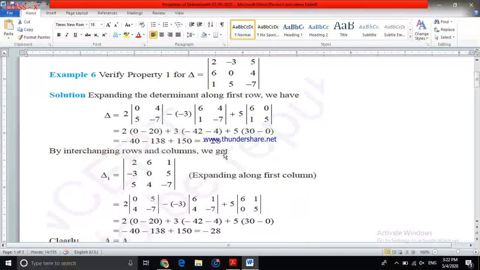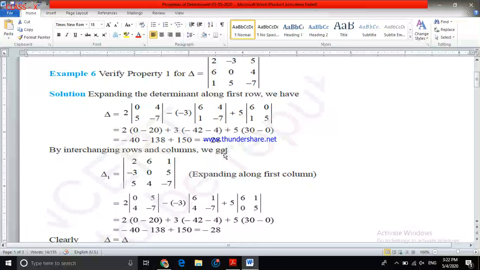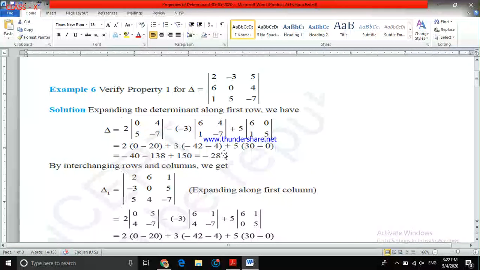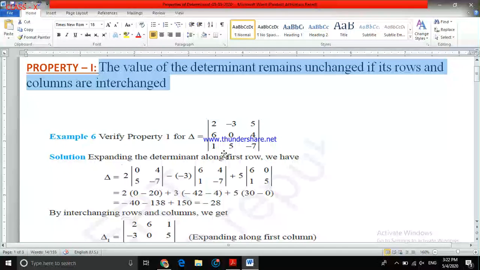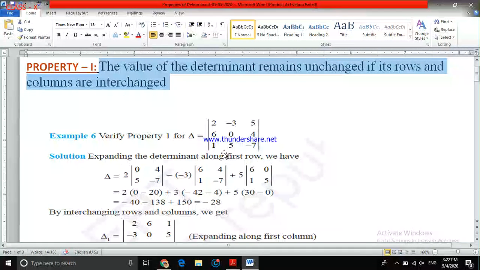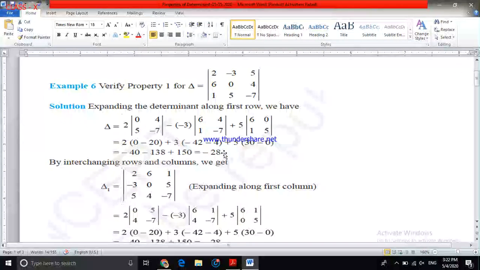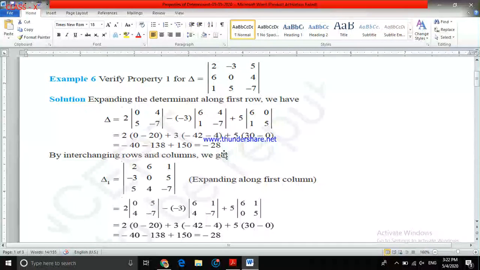Now what they have done is they interchanged the rows and columns. This property 1 will explain the interchanging. So this property will explain interchanging the rows and columns, that is the transpose of the matrix. If you remember, rows become columns and columns become rows. I have taken the delta 1 matrix as the transpose of the delta matrix.